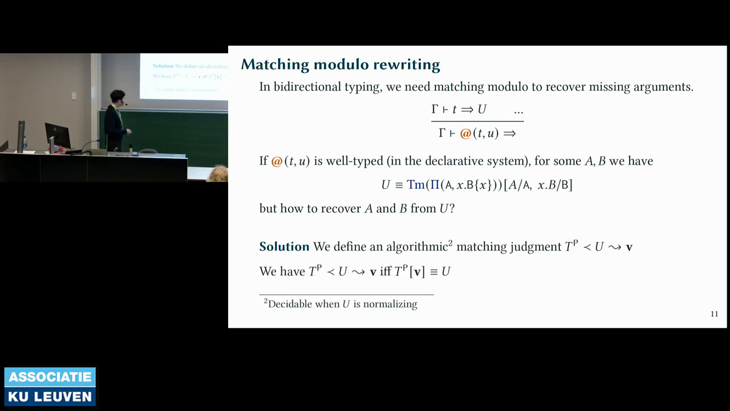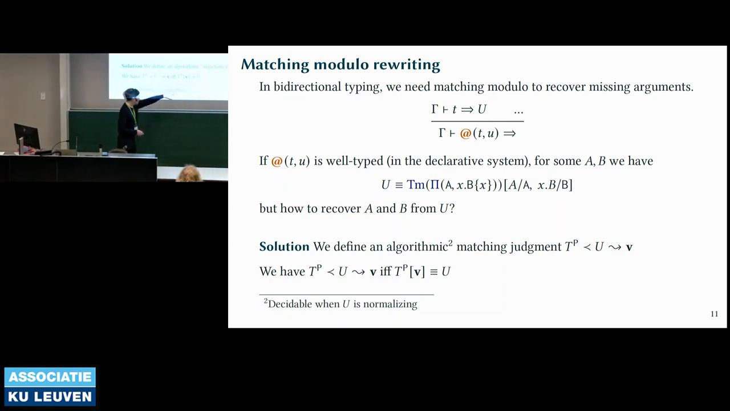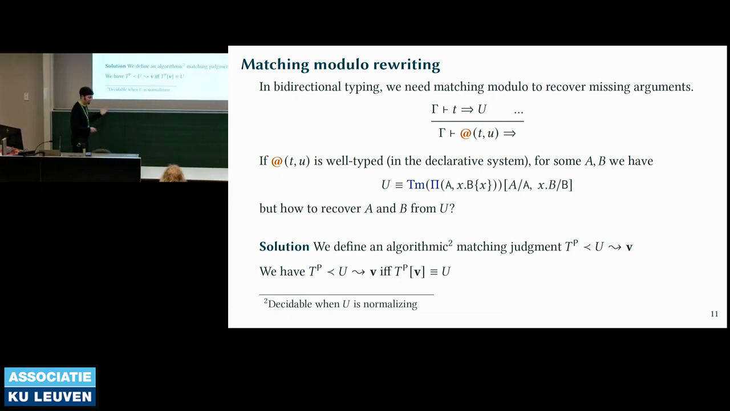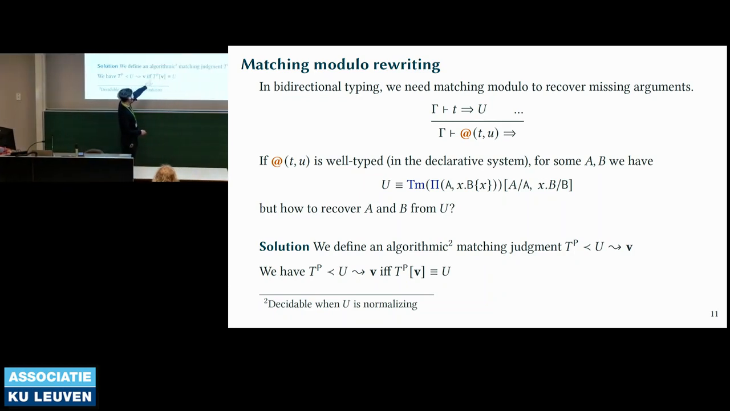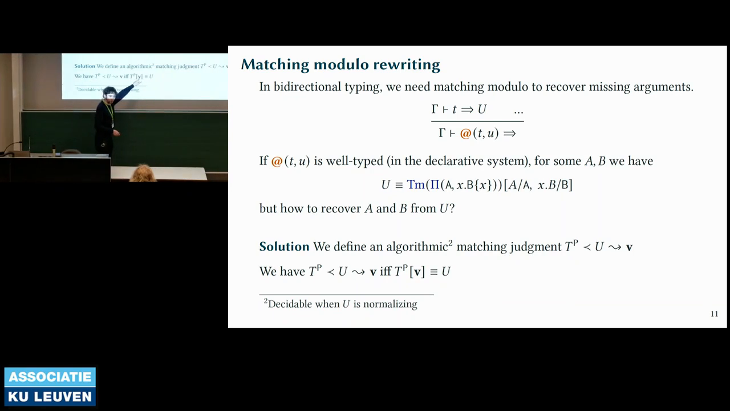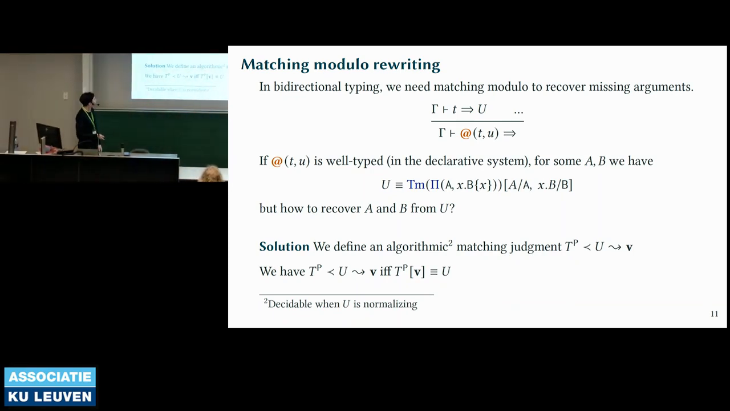I'm not going to give the definition, but I'm just mentioning it because we will need this for the bidirectional system. We specify an algorithmic matching judgment here, algorithmic in the sense that it is decidable when the term U is normalizing, which allows us to recover a substitution. Actually, you recover a substitution that is convertible to the one that you applied here. This is a small subtlety that I didn't write.